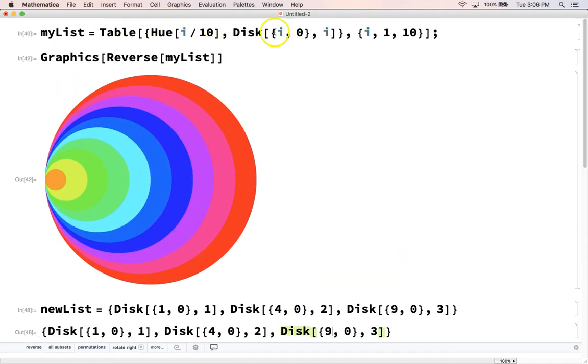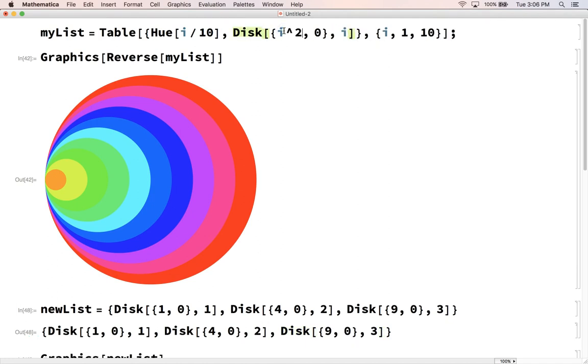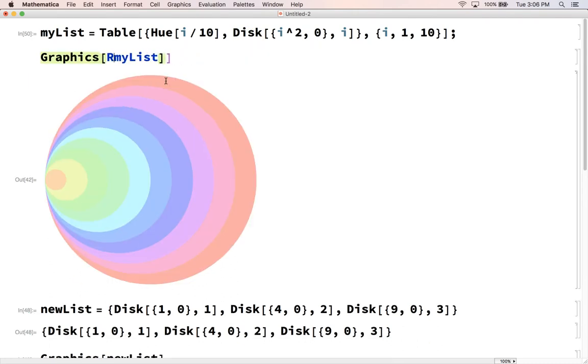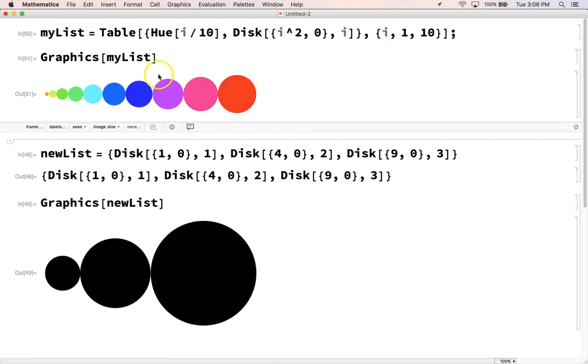Okay, so let's go back up here, and instead of saying the center is {i, 0}, let's say the center is {i^2, 0}. And now I don't need this Reverse anymore. That was just to show you that they were getting drawn one on top of each other. So now let's do Graphics, myList. There we go. Now they're all side by side and tangent to each other.